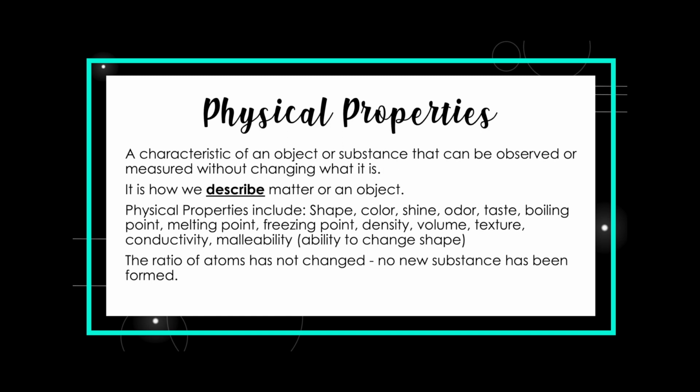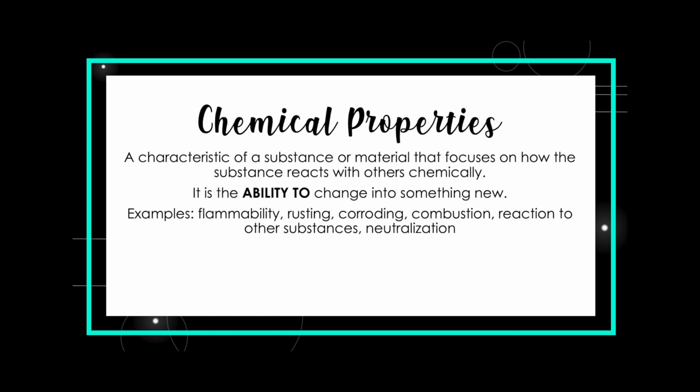Physical properties include shape, color, shine, odor, taste, boiling point, melting point, freezing point, density, volume, texture, conductivity, and malleability, which would be the ability to change shape. So all of those are descriptive things. When you look at an object, these words can come to mind when you're describing it. So the ratio of atoms has not changed. No new substance has been formed.